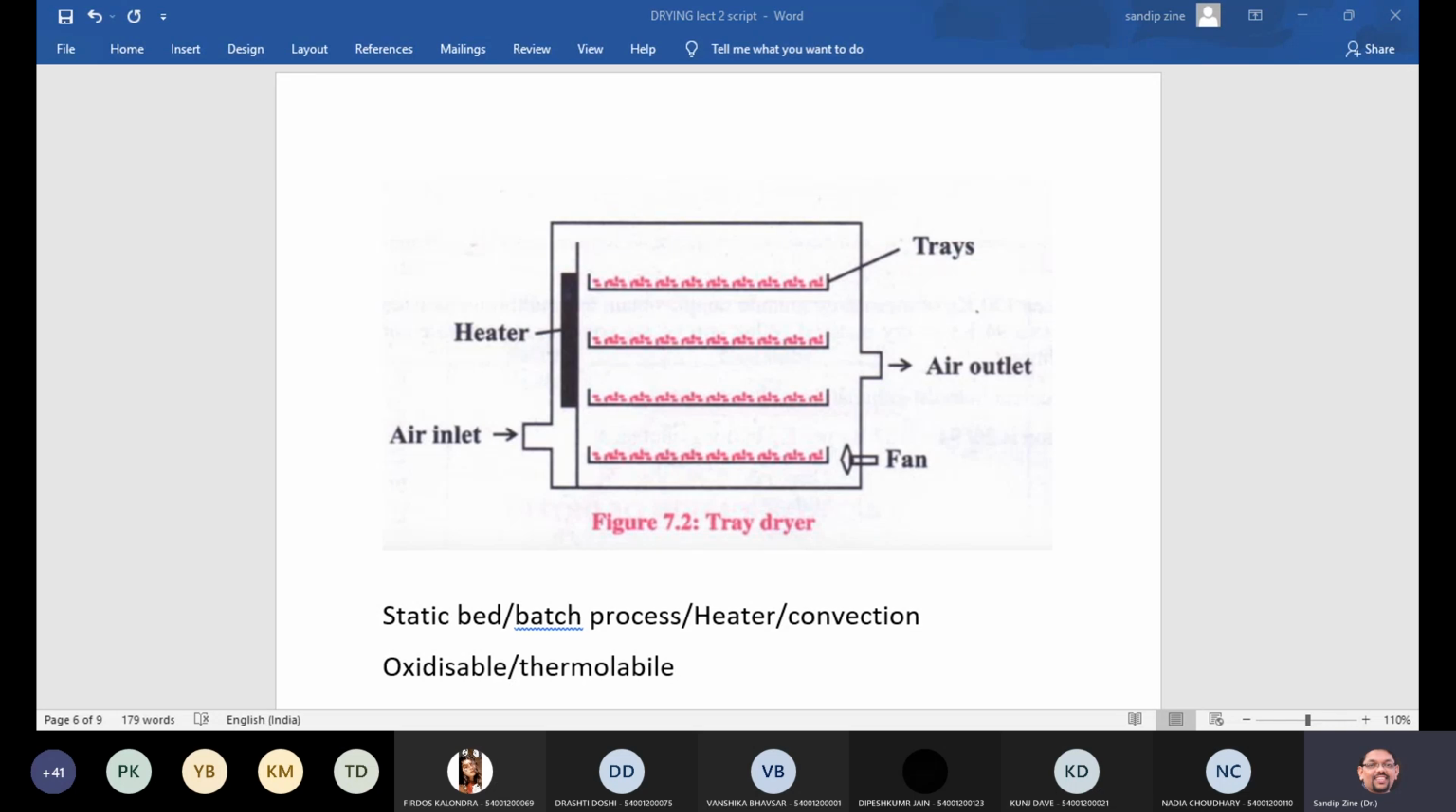Also, the process takes a long time for drying as it is a batch one, and obviously the process is expensive to operate in this case. So these two to three disadvantages we can write about this tray dryer.